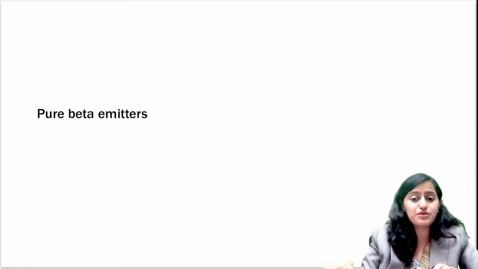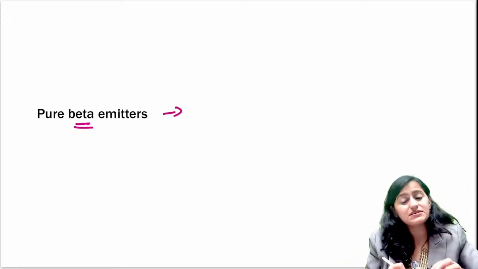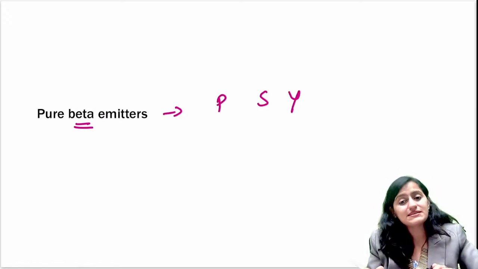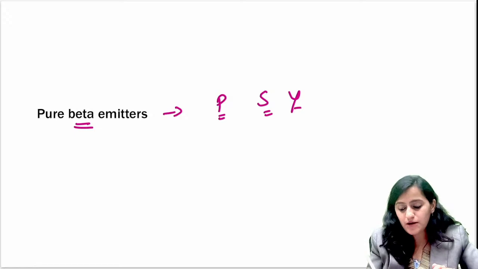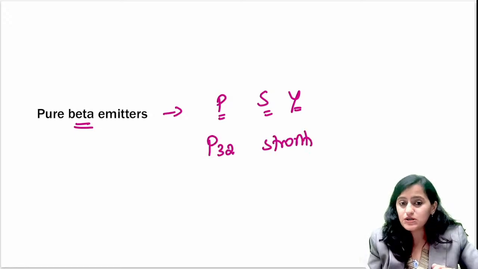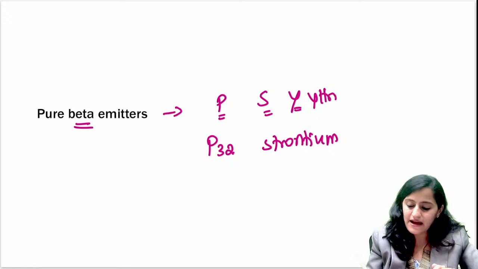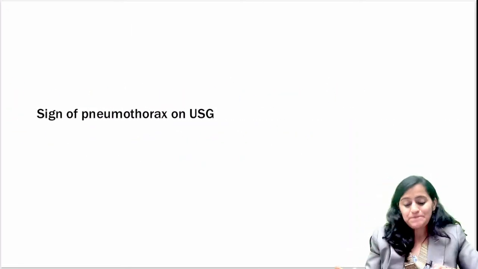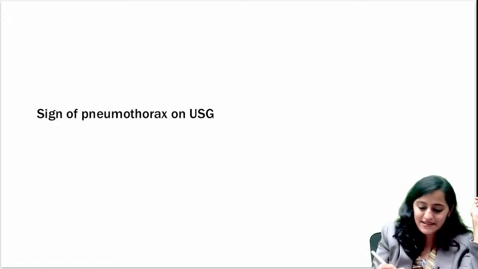Next one, which radioisotopes are pure beta emitters? They emit just beta rays. This is a commonly asked PYQ question. Remember PSY, like psychiatry. So pure beta emitters are PSY: phosphorus 32, strontium, and yttrium. PSY, very good.